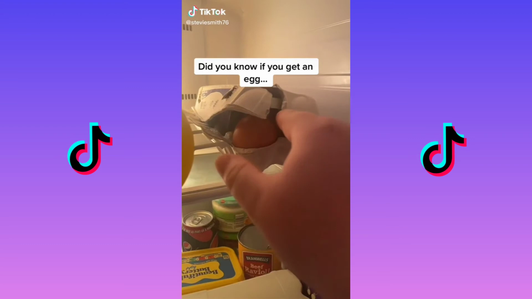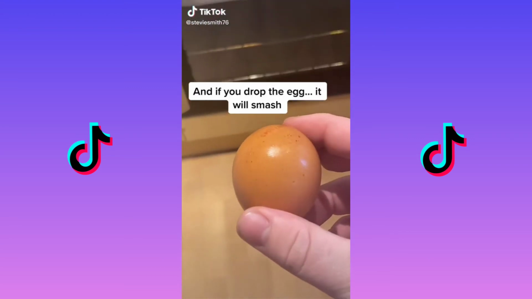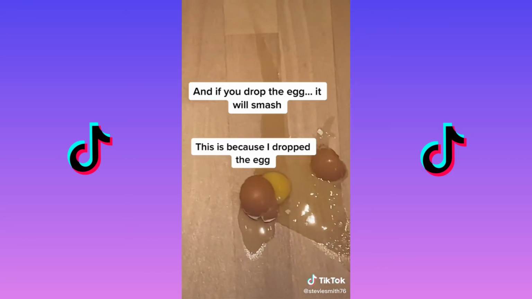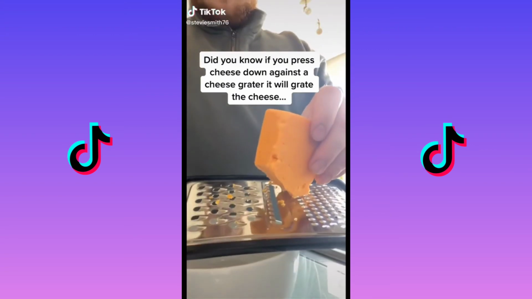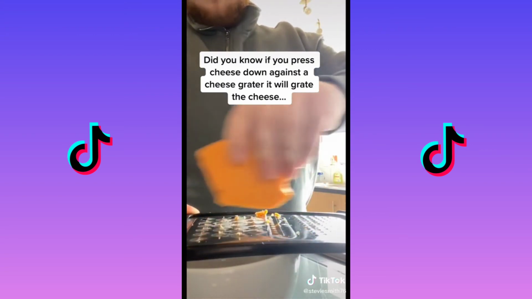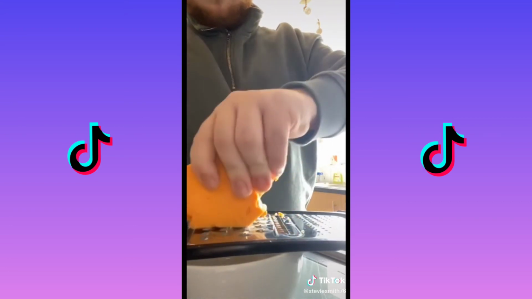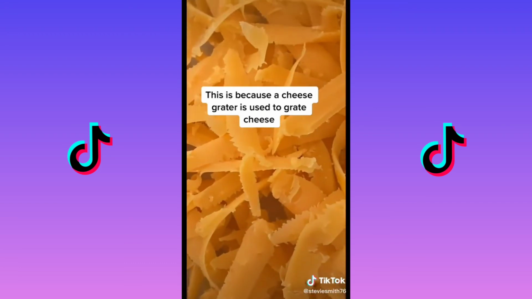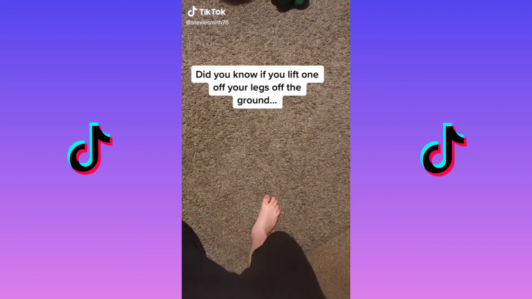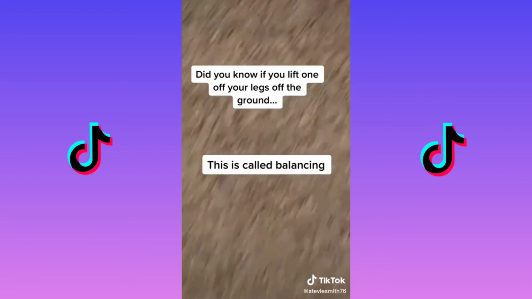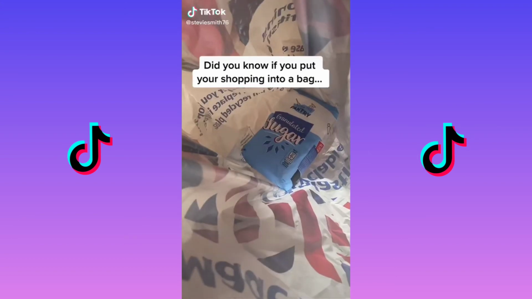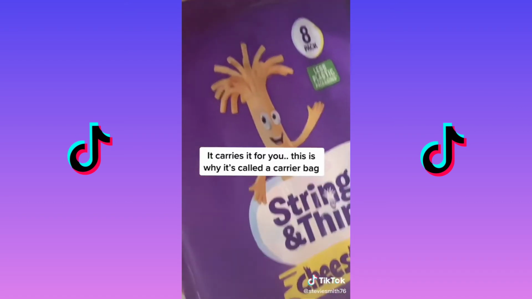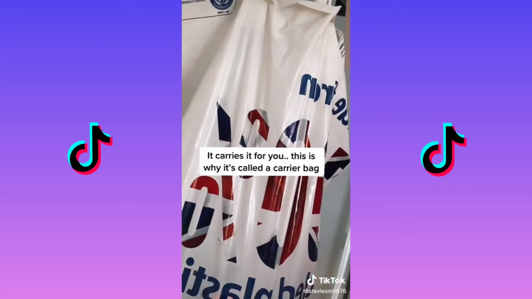Did you know if you get an egg, and if you drop the egg, it will smash? This is because I dropped the egg. Did you know if you press cheese down against a cheese grater, it will grate the cheese? This is because a cheese grater is used to grate cheese. Did you know if you lift one of your legs off the ground, this is called balancing? Did you know if you put your shopping into a bag, it carries it for you? This is why it's called a carrier bag.